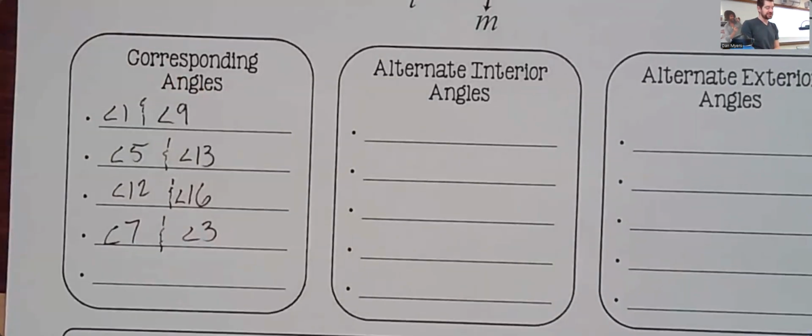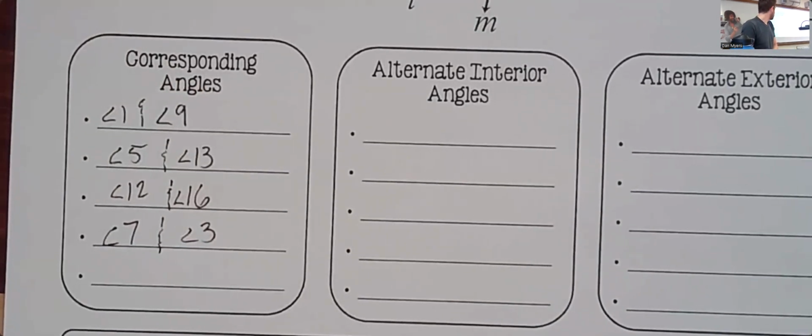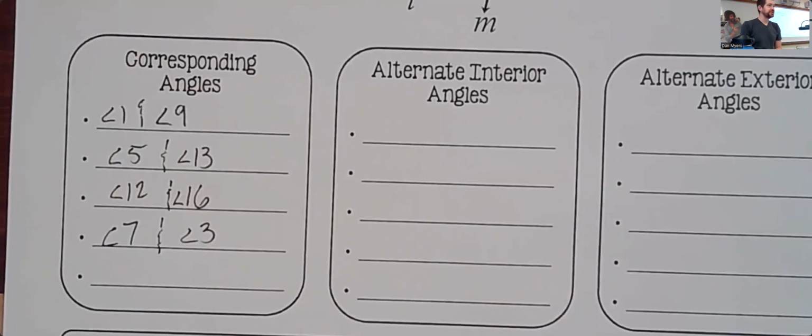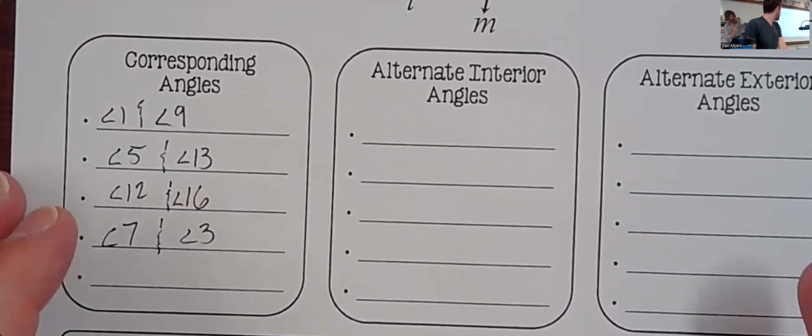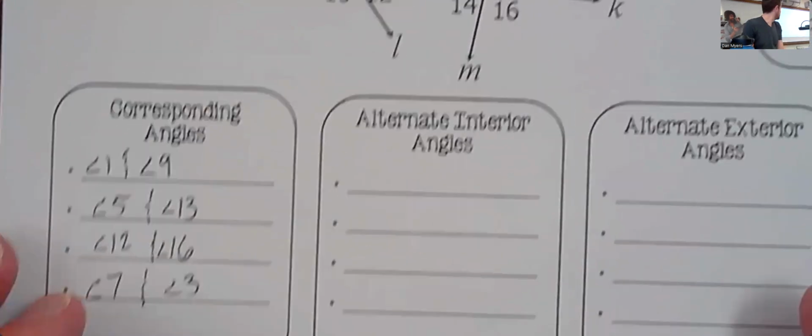We'll go ahead and stop there. We'll just do 4 for that one. In fact, we'll only do 4 for each of these. We'll do 1 example per transversal. How about that? So alternate interior angles.